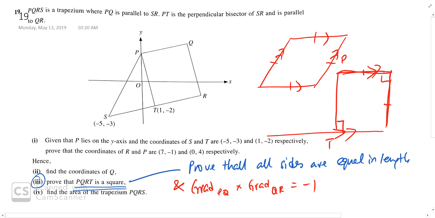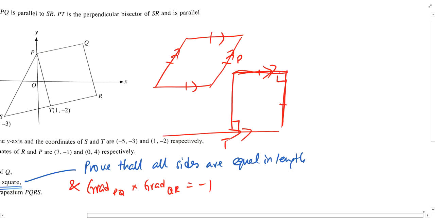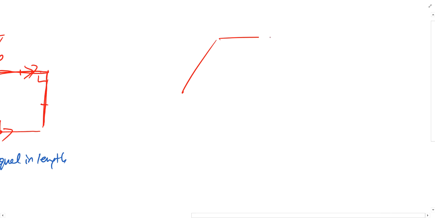Okay? So how do we prove, for example, that a quadrilateral is a parallelogram? How do you prove that this is a parallelogram? Gradient of both sides must be equal. Gradient equal, gradient equal. Is that sufficient to prove that it's a parallelogram? Yes or no? Yes, it is.